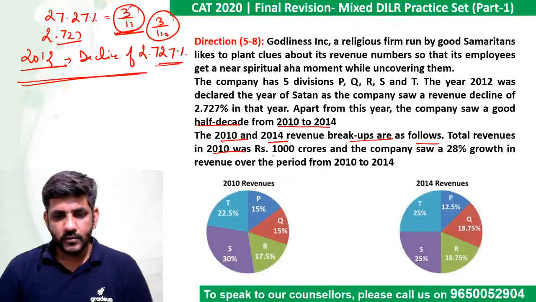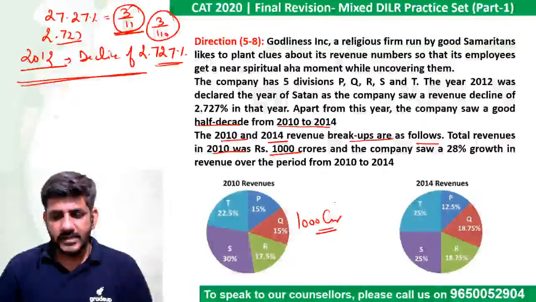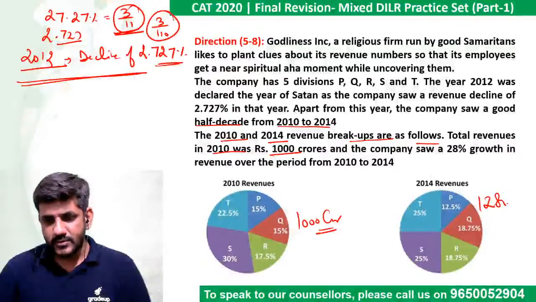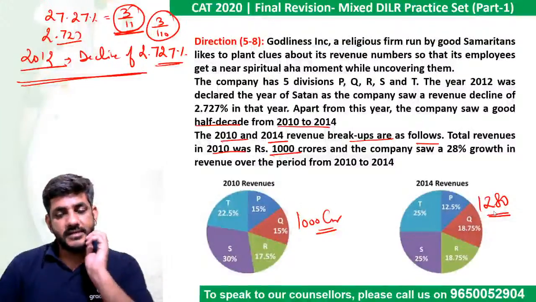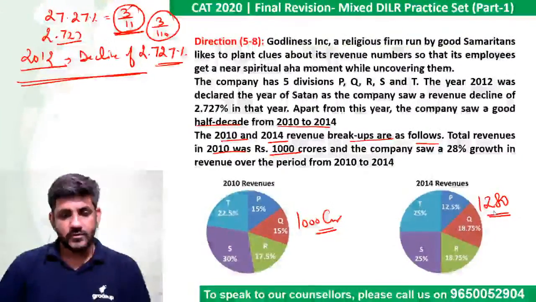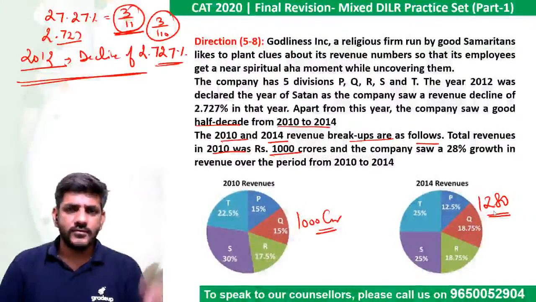Total revenue in 10 was 1000 crores. So this is 1000 crores. And the company saw a 28% growth from 10 to 14. So can I say it is 1280 crores? 2010 में it is 1000 crores और 2014 में it is 1280 crores. और उसके breakup हम लोगों को दे रखे हैं यहाँ पे. So accordingly we have to answer the questions.